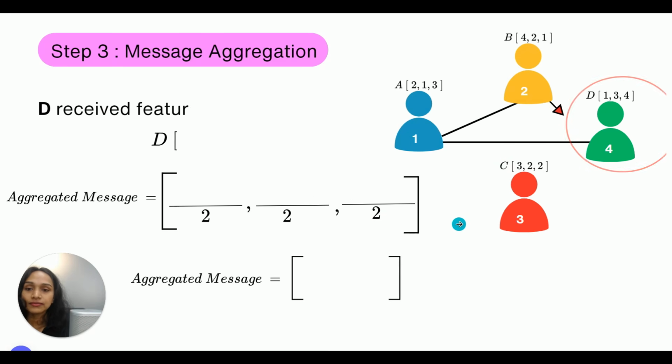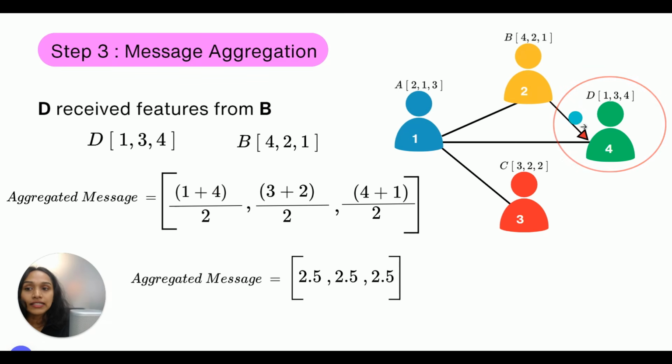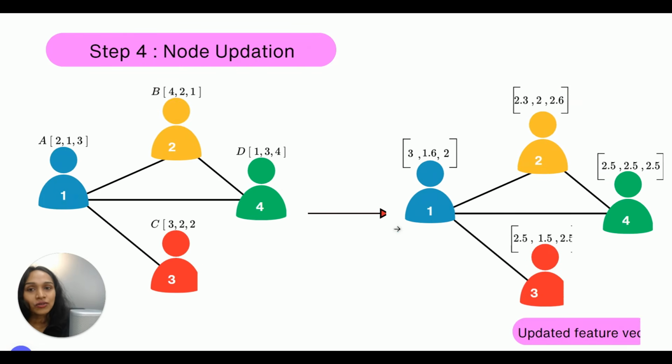And D received its message from B. So D has D134 and B421, and D calculates its aggregated message as (1 plus 4) by 2, (3 plus 2) by 2, and (4 plus 1) by 2, which is 2.5, 2.5, and 2.5. Now, all the nodes passed their messages to their neighboring nodes, received messages from the neighboring nodes, and after receiving, calculated their aggregated message. Now, the final step happens, which is node updation.